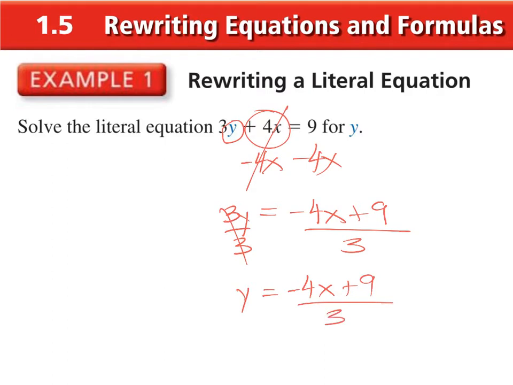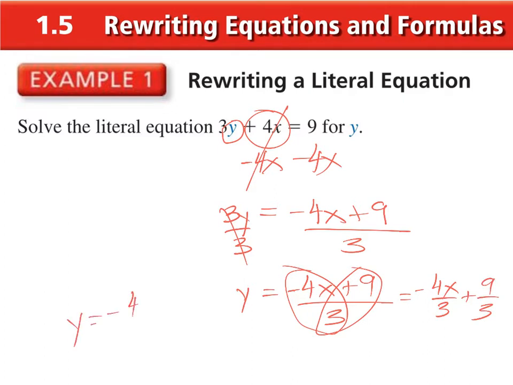Now you could divide this into two separate fractions with the common denominator of 3. So I have negative 4x over 3 plus 9 over 3. So now I have y is equal to negative 4/3 x plus 3. All right, and we've isolated y. That's all you need to do. On to the next example.